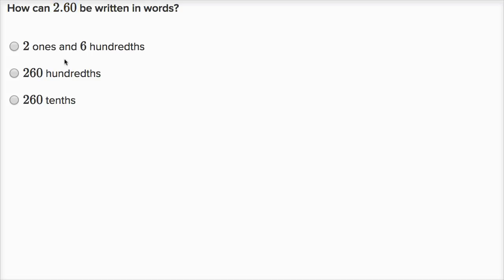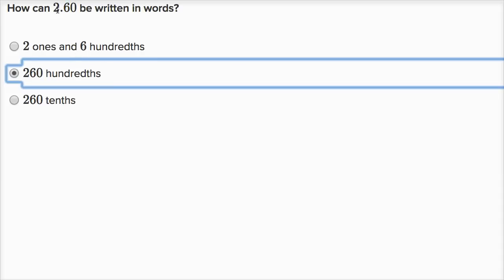So let's see which of these choices. 2 ones and 6 hundredths? No, it's 2 ones and 60 hundredths, not 6 hundredths. It's 6 tenths right over here, 6 tenths or 60 hundredths. So I won't select that. 260 hundredths? Yeah, that's right, because 2 ones is the same thing as 200 hundredths, and then we have another 60 hundredths right over there. So that's right. 260 tenths? No. Remember, 10 tenths is equal to a whole. So 260 tenths would be 26 ones. So it's not that choice either.